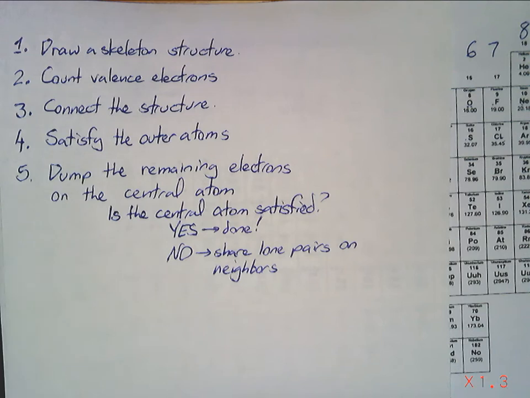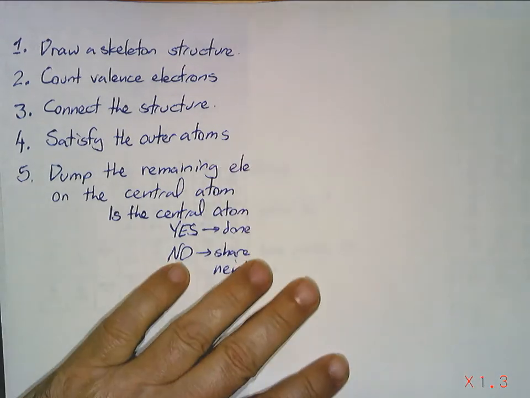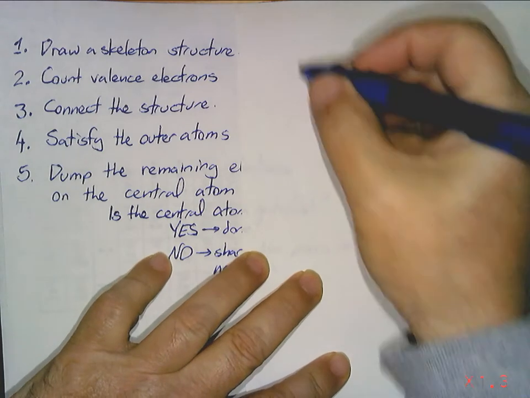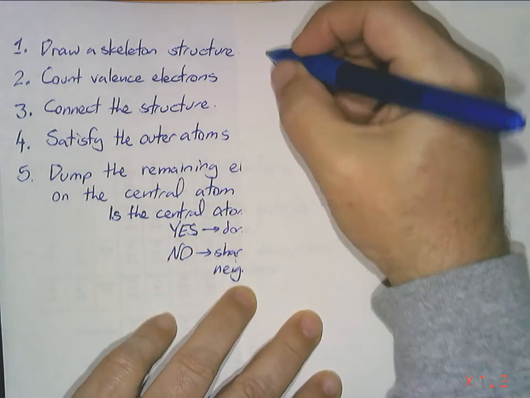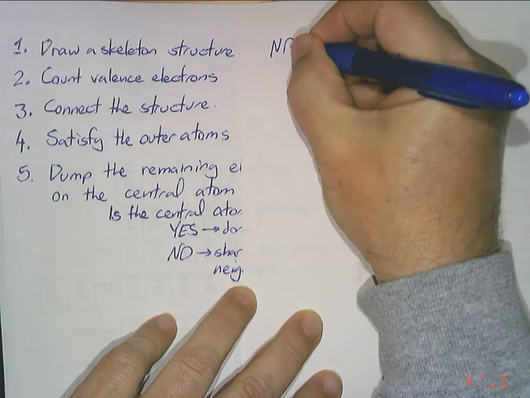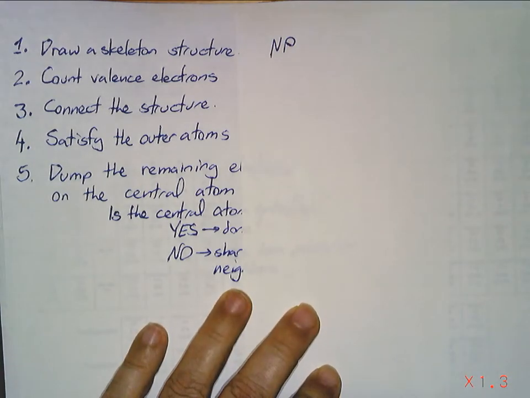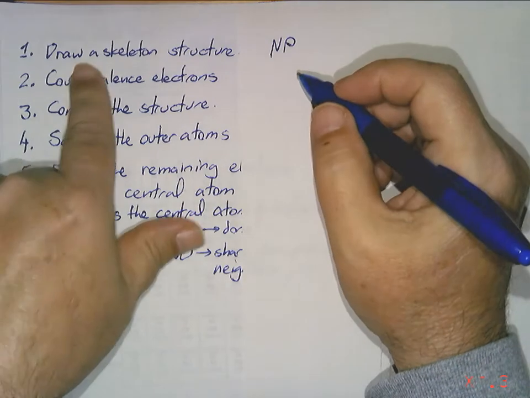Let's do an example of a molecule that is going to turn out to be like that. How about we do the molecule NP? Okay, so this is a nitrogen hooked to a phosphorus. And let's see what happens when we follow the recipe.